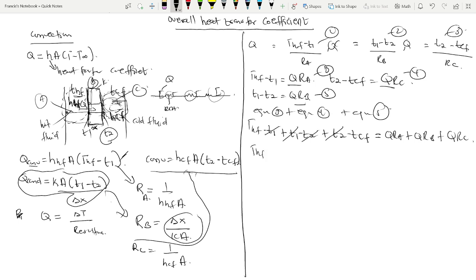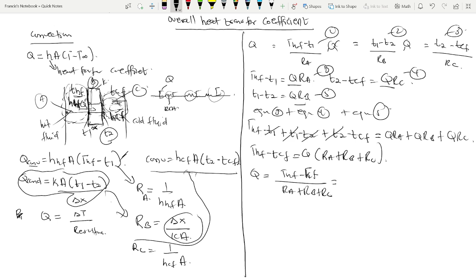Now we get THF minus TCF, which is actually what we want, because we want to see the overall temperature difference. So the actual temperature difference is from the hot fluid to the cold fluid. So that is the net heat transfer. And this should be equal to, you can factorize the Q out and say you're going to get RA plus RB plus RC. So our Q now becomes THF minus TCF all over RA plus RB plus RC.